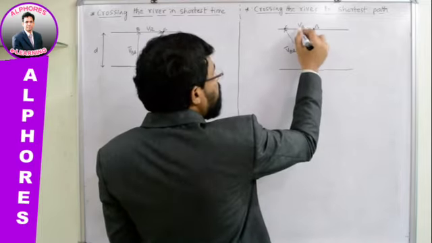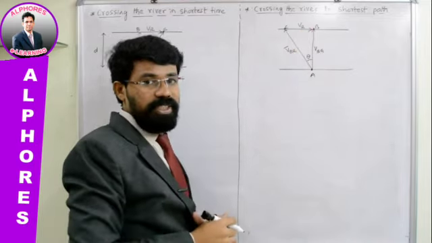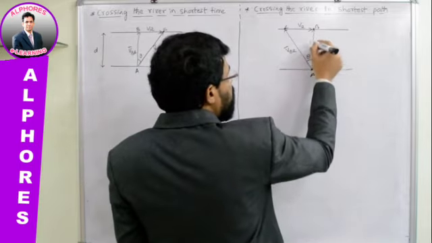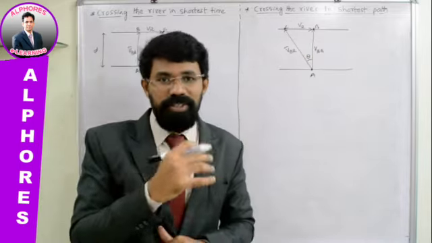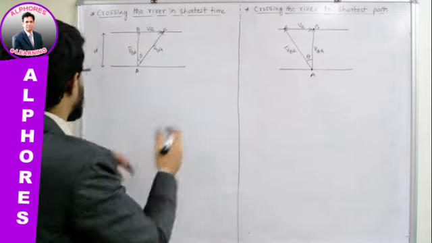If the boat meets somewhere here, that is not the shortest path taken by the boat. This is the only path. The normal distance of separation between the two banks is the shortest path. Okay, so let us discuss these two things.